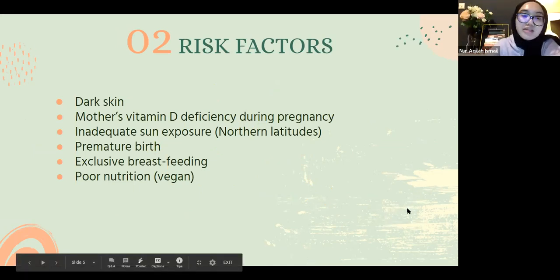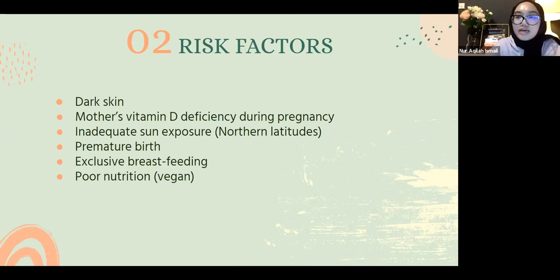Dark skin, because dark-skinned people have more of the melanin pigment, which reduces the ability of the skin to produce vitamin D in the sunlight. And then the mother's vitamin D during pregnancy, of course: if it is low, the child would be at risk of vitamin D deficiency too. And inadequate sun exposure, particularly for those who are living in northern latitudes.